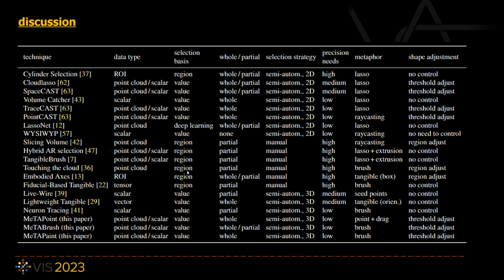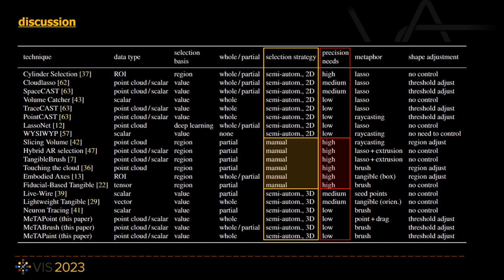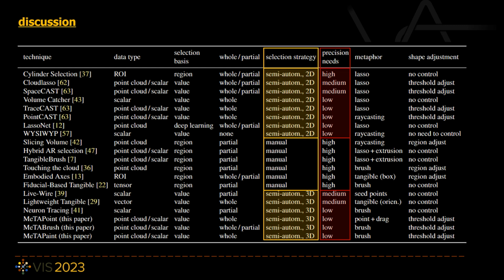We compared MeTACAST with the existing spatial selection techniques in several dimensions. First, for the selection strategy, we have manual and semi-automatic methods. Manual selection always requires a high input precision, since the user needs to control it very carefully. It has a very high workload. Semi-automatic methods for both 2D and 3D input are designed to consider users' intention and the data characteristics. They significantly enhance selection accuracy and efficiency, while reducing the user's physical workload and the input precision.